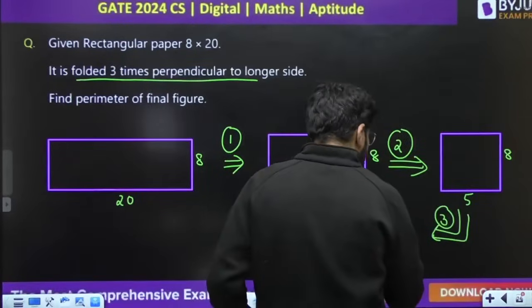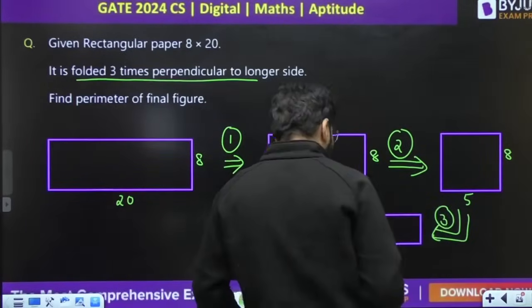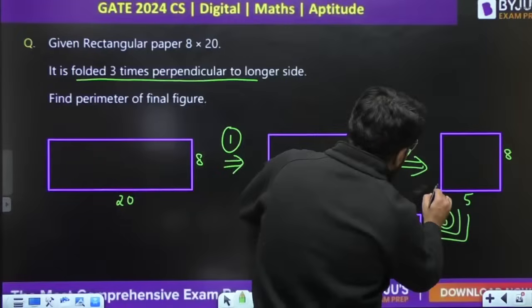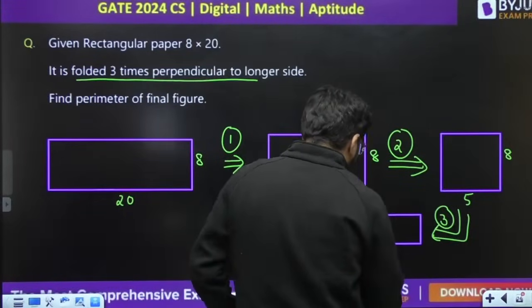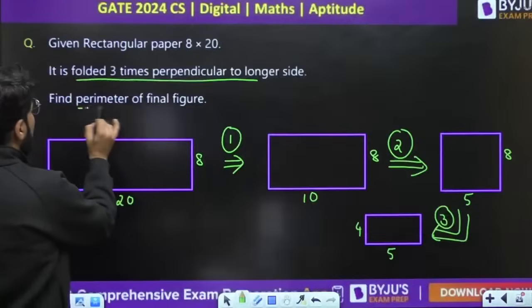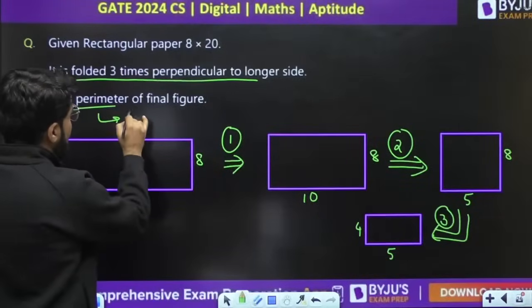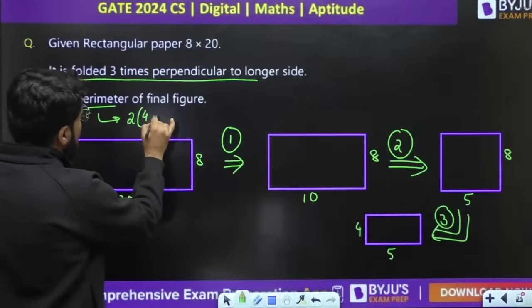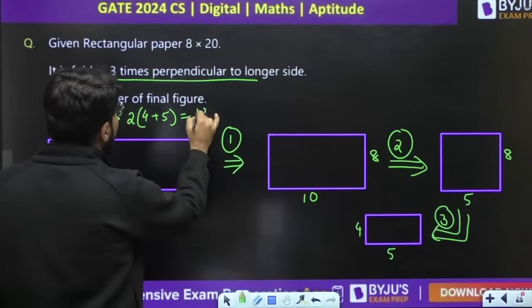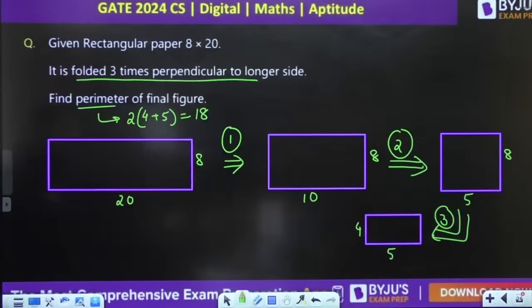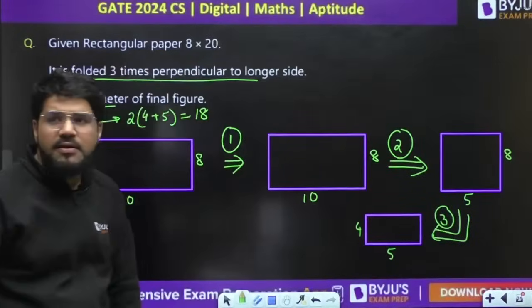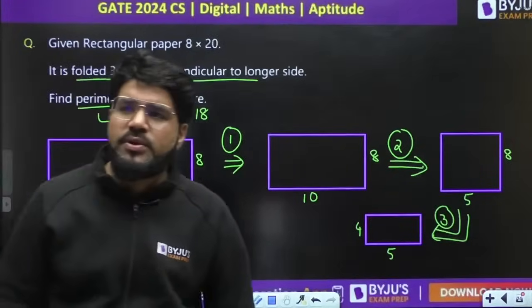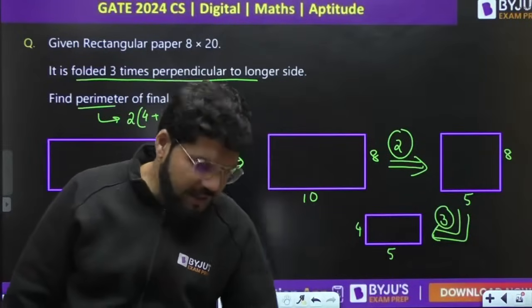So how is the picture going to be? It's going to be folded like this. 5 remains 5 here, and 8 divided by 2, 4 will come here. What is the perimeter of the final figure? The final figure itself is a rectangle and the answer is twice of 4 plus 5, which is 18, whatever units are given. Perimeter of the rectangle eventually. 4 plus 5, 9 into 2, correct. Yes, Mr. Unique. Yes, Indian Railways, correct answer.